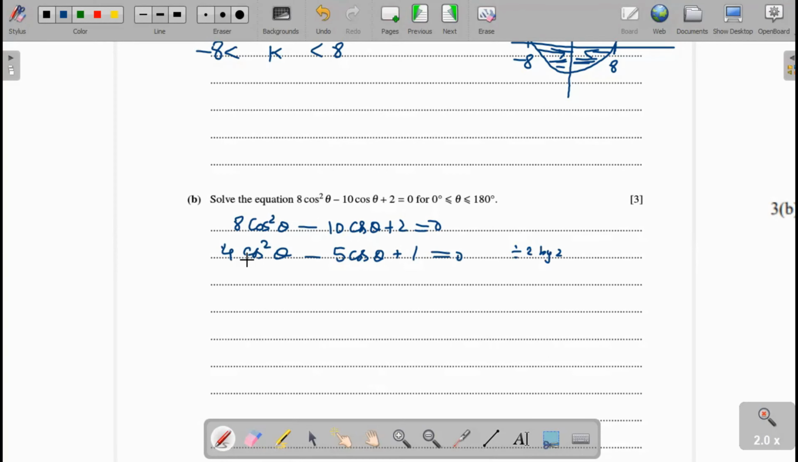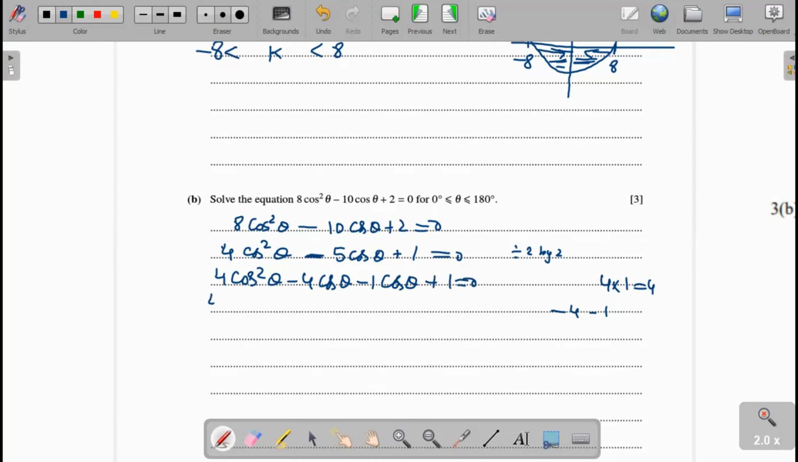Now we simplify it more and factorize this equation. How can we factorize? We multiply the coefficient of cos²θ, which is 4, by 1 and get 4. Now we take two factors that multiply to give 4 and add to give −5. Therefore, −4 and −1 are the factors. Now we write it as 4cos²θ − 4cosθ − 1cosθ + 1 = 0.